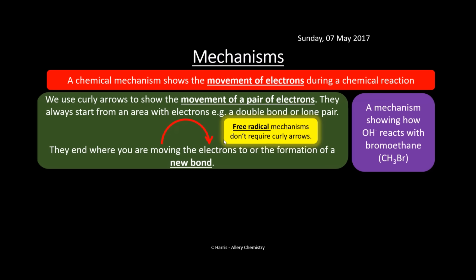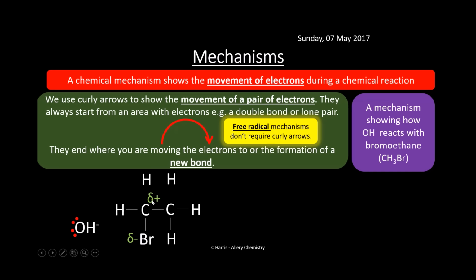A mechanism showing how an OH minus ion reacts with bromoethane. Let's have a look at this as an example. You can see here we've got an OH minus and a bromoethane molecule. Basically, we've got the lone pair. Curly arrows show this bit here. The electrons are moving from a lone pair to form a bond with the carbon. So it's going from an area where there's loads of electrons to a delta positive carbon.